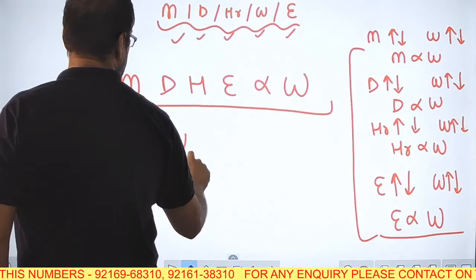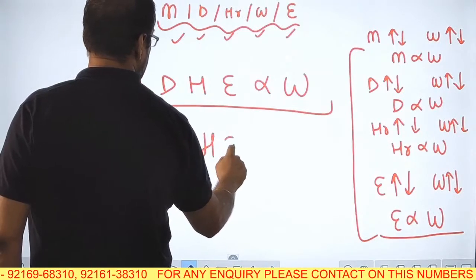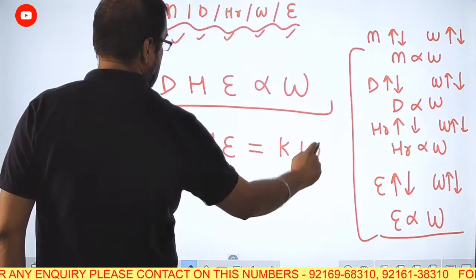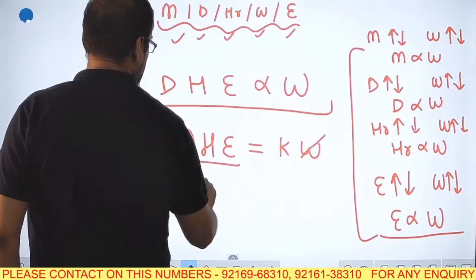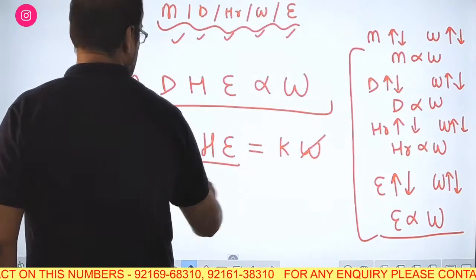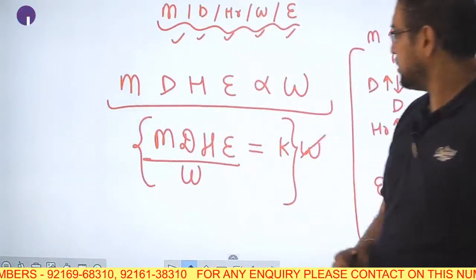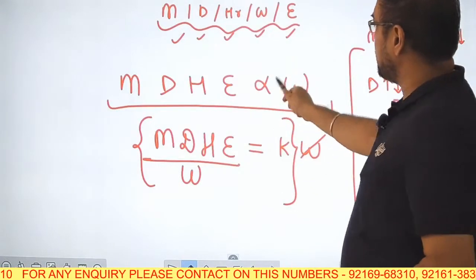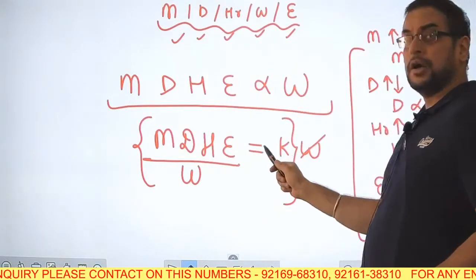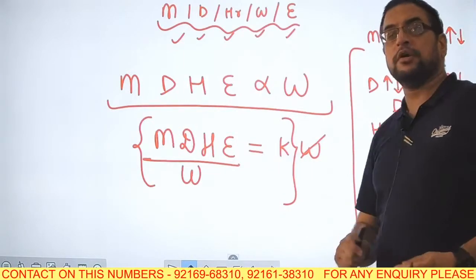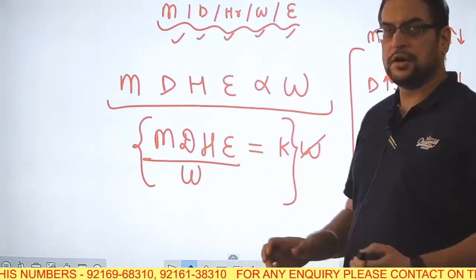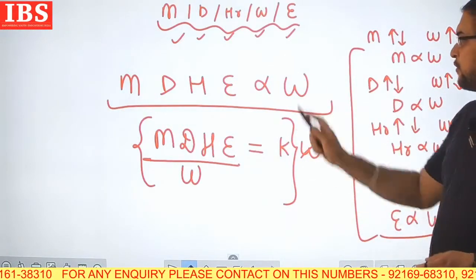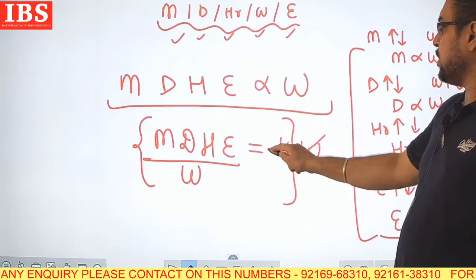M, D, H and E are directly proportional to work, so M D H E equals K times work. K is a constant that I have applied. If I remove the directly proportional sign and put an equal to sign, we put K also. This is a mathematical notation that we need to use: whenever we remove the alpha sign, we put equal to K, a constant.